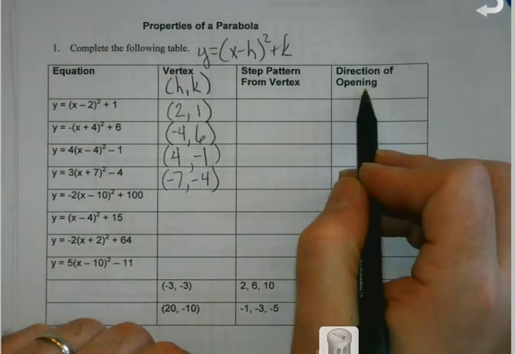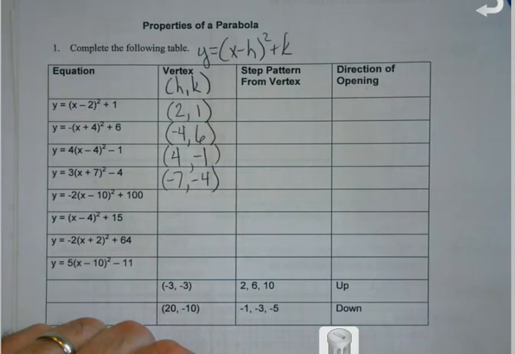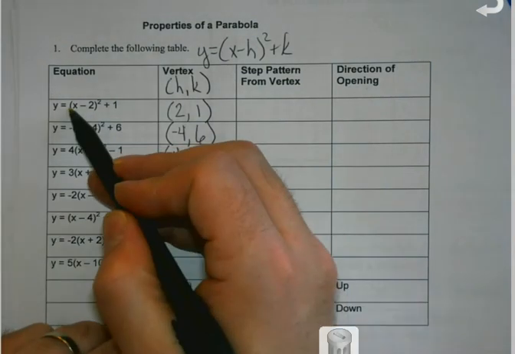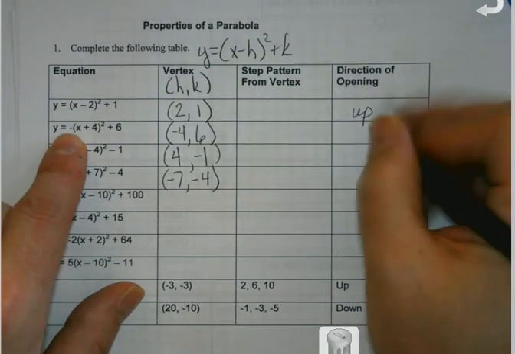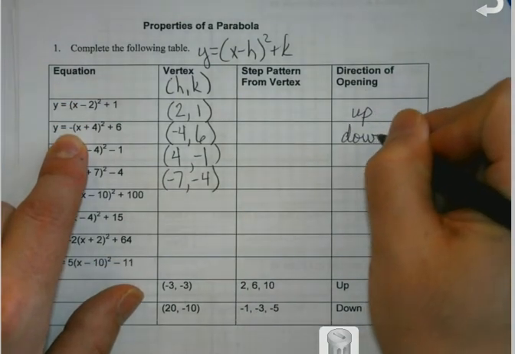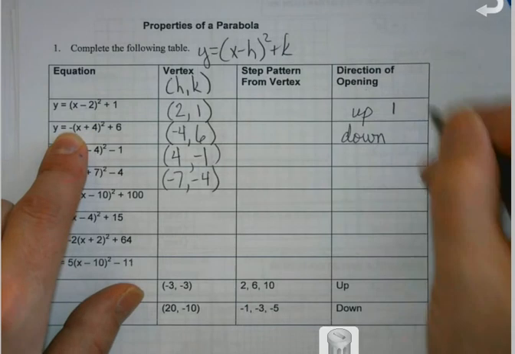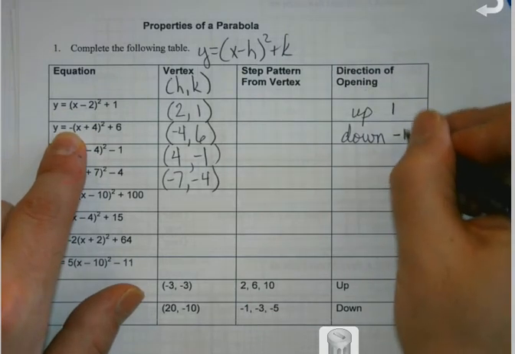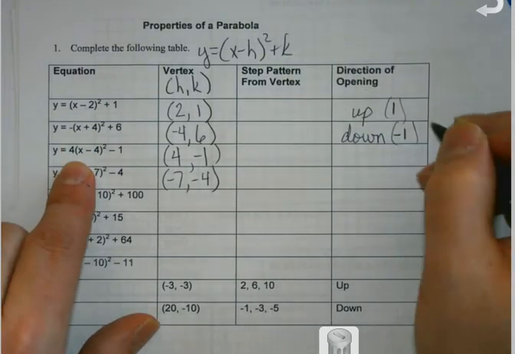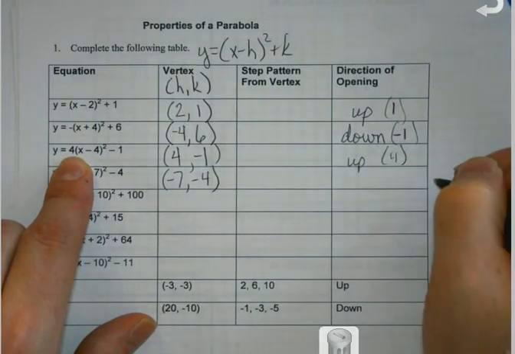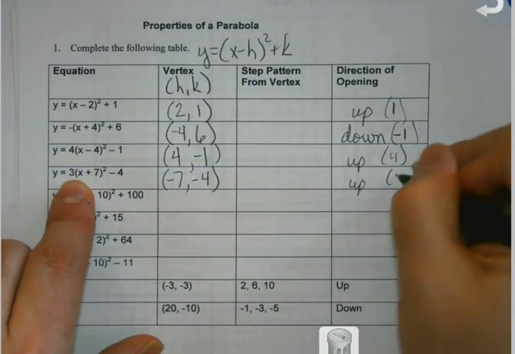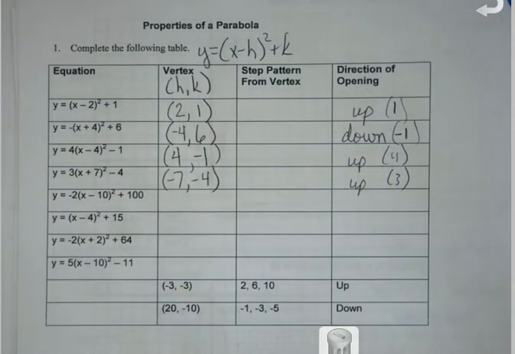We talked about the direction of the opening. All depends on if it's positive or negative in the front. If it's positive, it goes up. If it's negative, it goes down. Because like this one was +1 in front. This one's -1. Okay. This one's up because it's positive. Up because it's positive. Okay, if I did the next one, it'd be down because it's negative. And so on and so on.